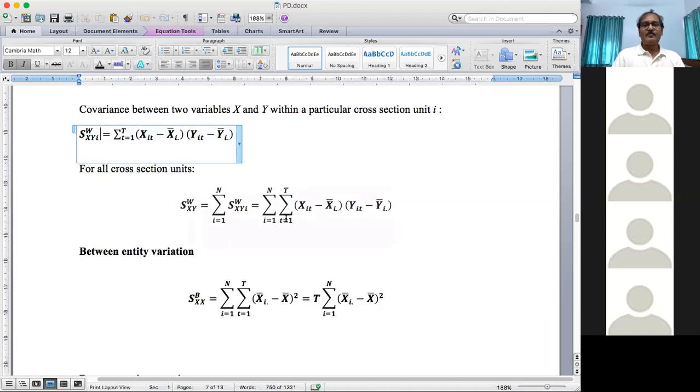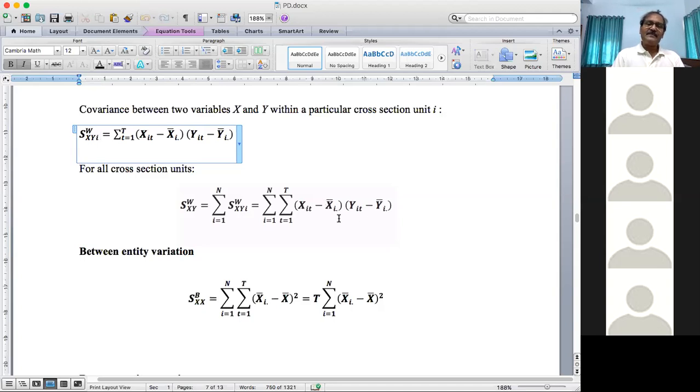So ultimately, you have to take the double sum of the cross product x_it minus x bar_i dot into y_it minus y bar_i dot to get the covariance measure, where we have taken the within group mean value. In this way, we can calculate within group covariance. You are familiar with the basic formula for covariance. For a single dimension, you have the sum of x_i minus x bar into y_i minus y bar.